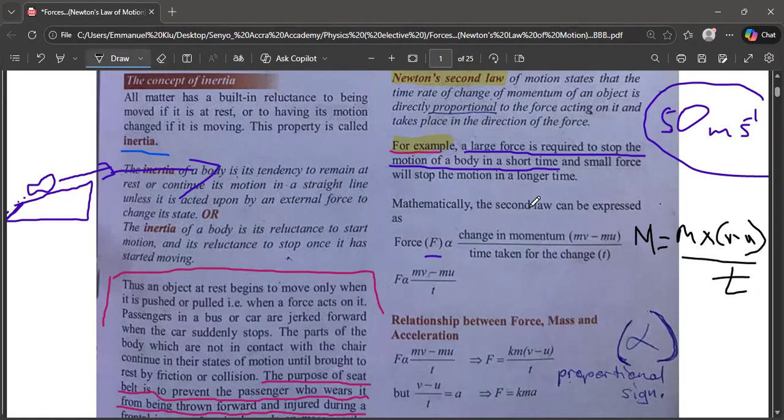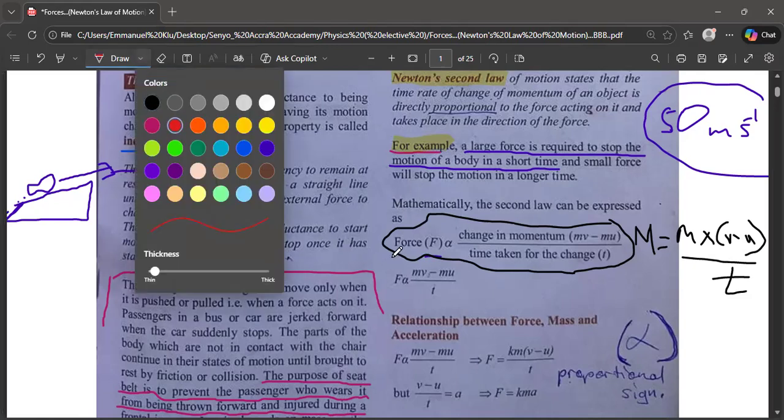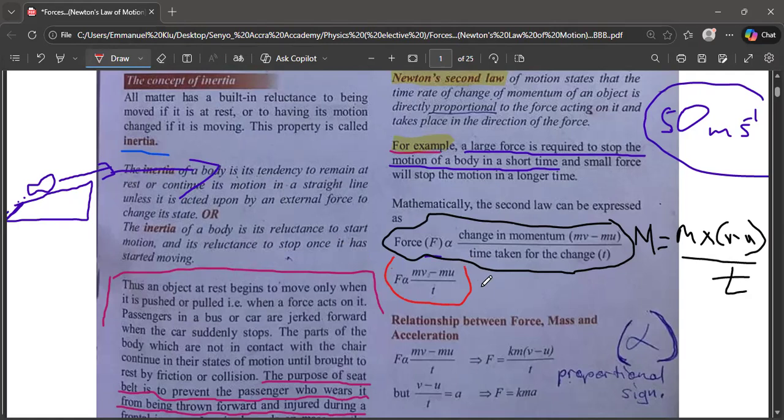So mathematically, this over here is theoretically written. This is theory. But you realize that mathematically, this was further explained better. So mathematically, what can you see? You see force being directly proportional to mv minus mu all over the time taken, right?